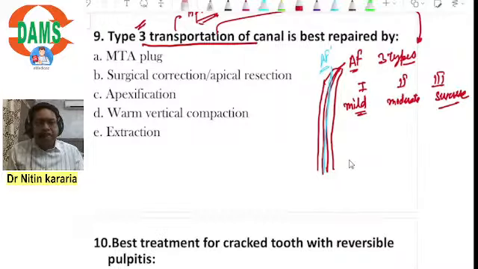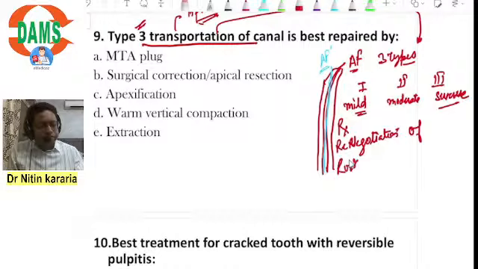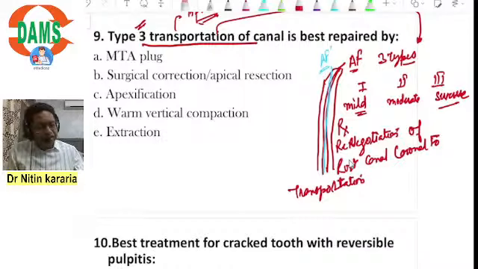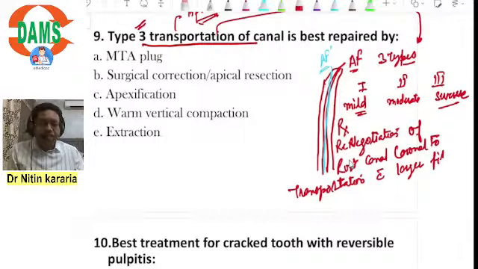Type 1, which is a mild, if we talk about its management, it is simply renegotiation of root canal coronal to transportation. We would renegotiate the root canal coronal to the transportation with larger file size and obturate it. It is an easily manageable situation.